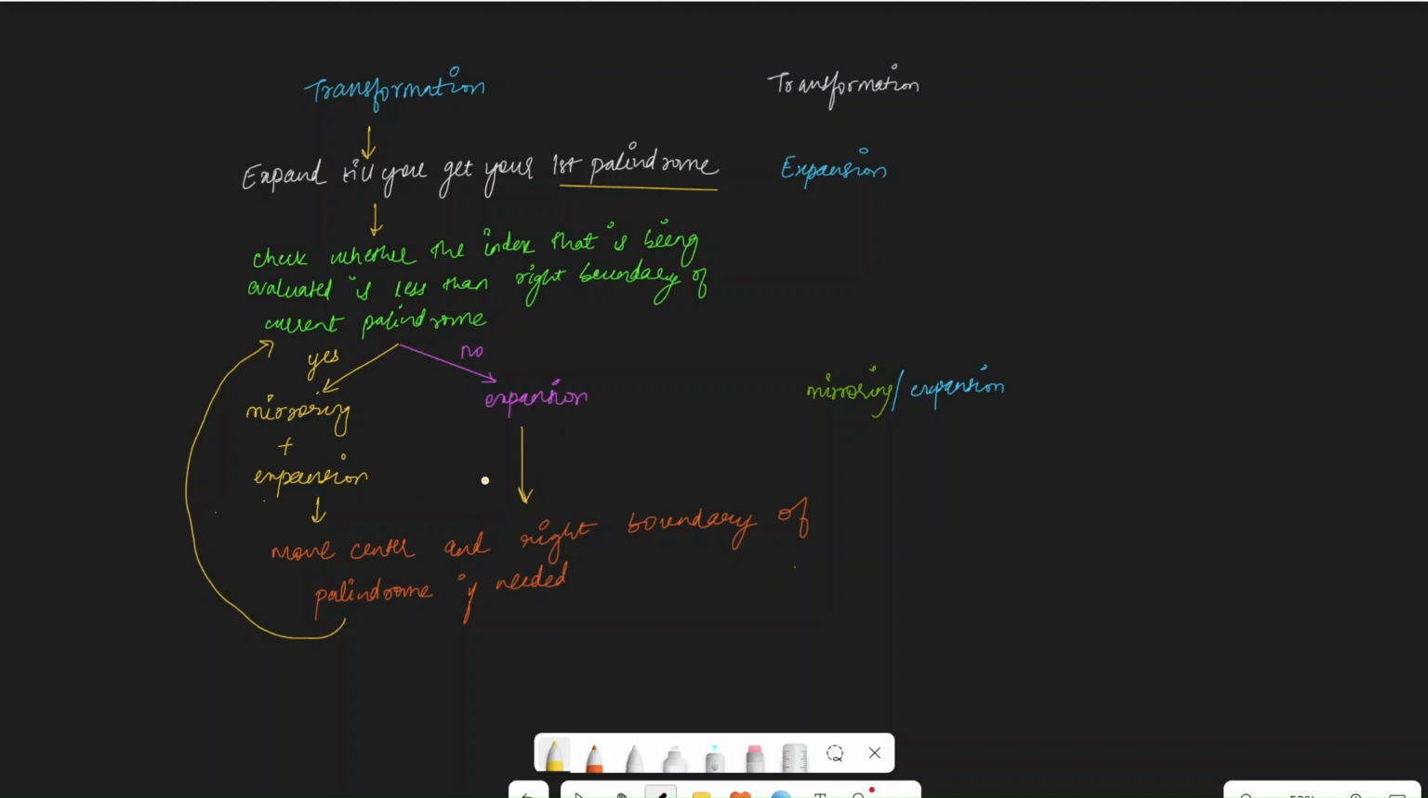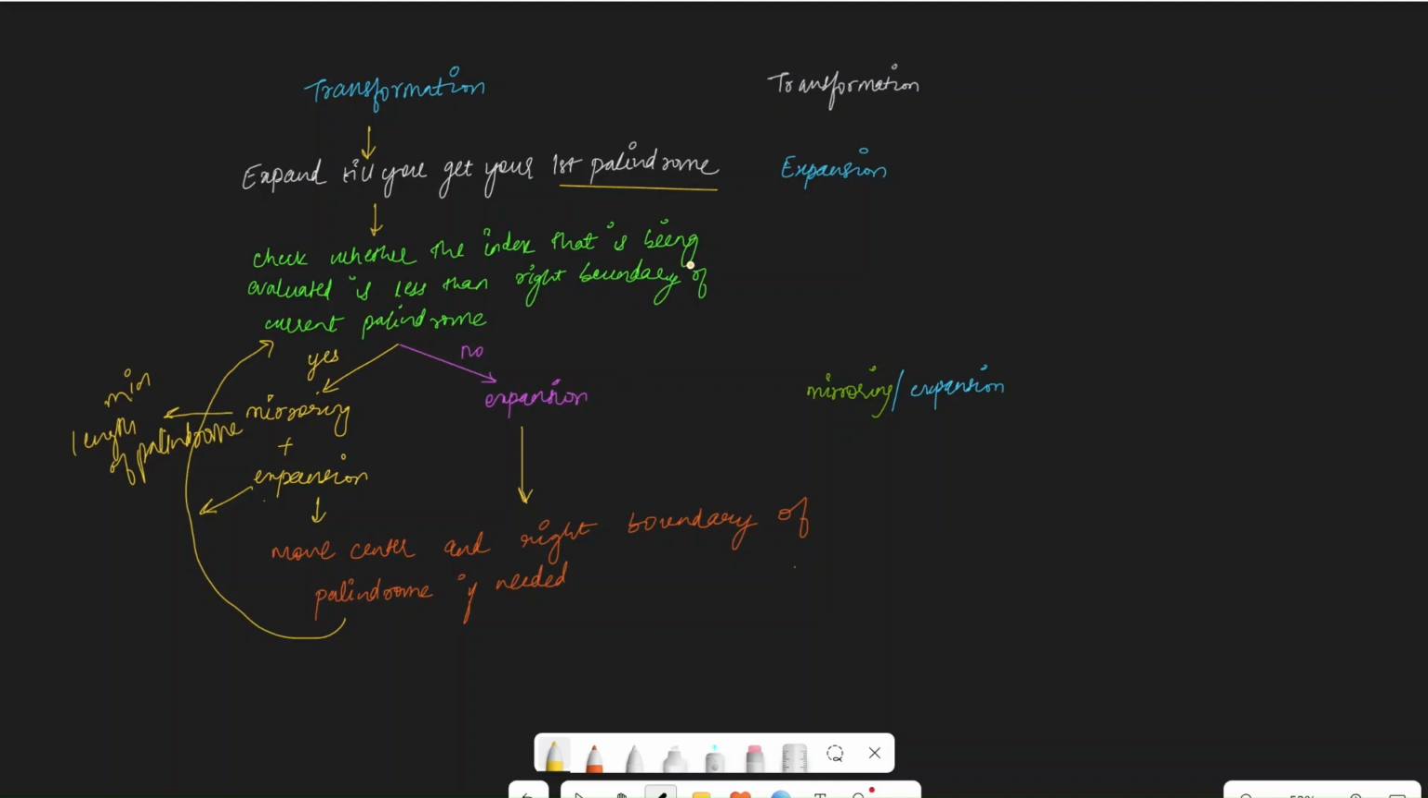After both of these steps, we just move the center and right if they are needed, if our new palindrome's right boundary is greater than the right boundary of the current palindrome. Always remember, after mirroring, we have to apply expansion. Mirroring will only give us the minimum length of palindrome, but there could be a palindrome bigger than this. So that's why we do expansion. And with expansion, we don't have to worry about it because we are expanding till the very end, till we know that it's not a palindrome anymore.